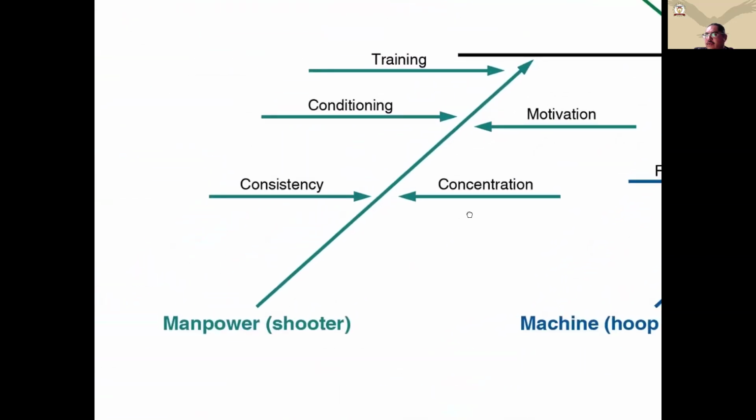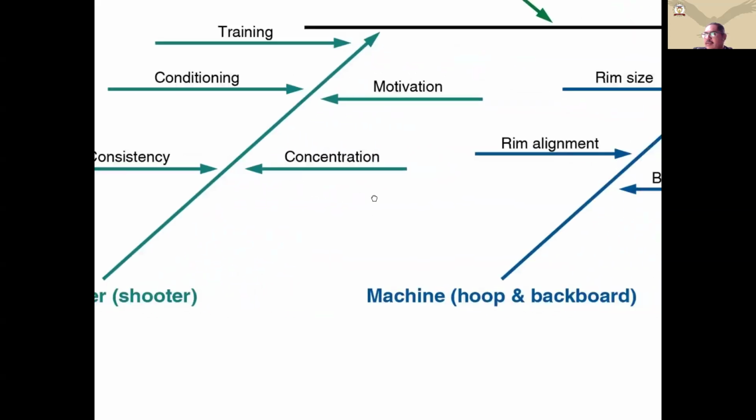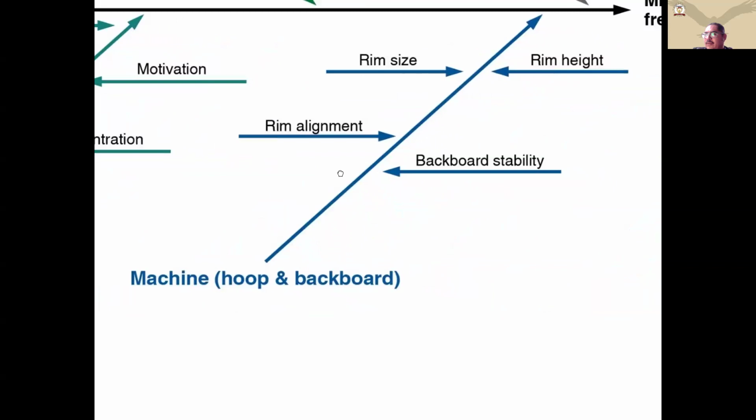Then we have the manpower. Now you're trying to figure out, is the problem the person? Is the person not consistent in training? Is the person not concentrated? Is the person not motivated to practice? Those types of things can impact the problem at hand here.